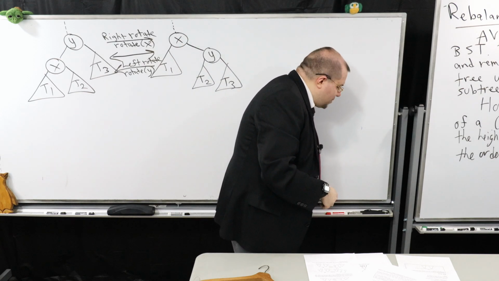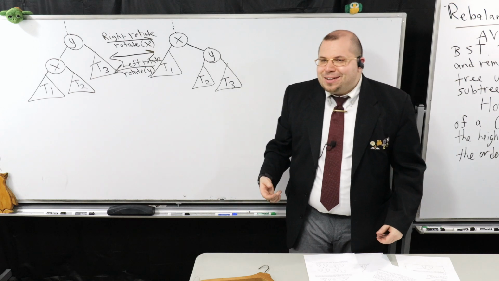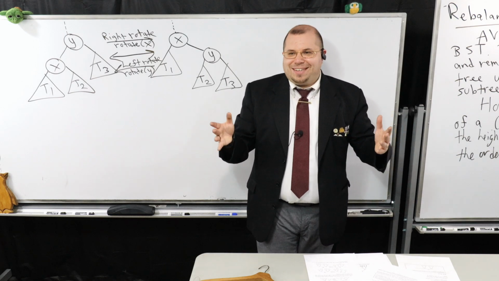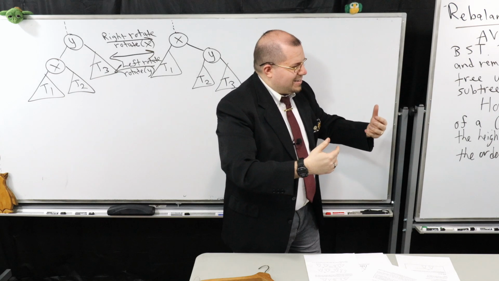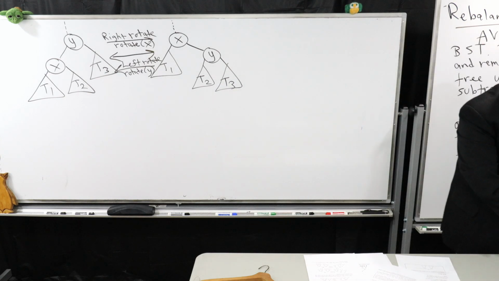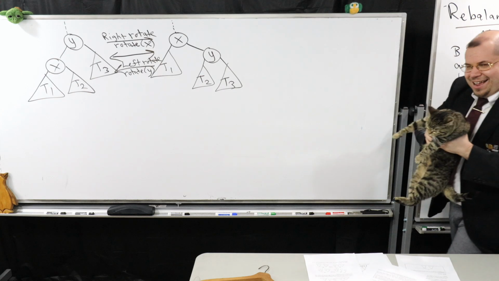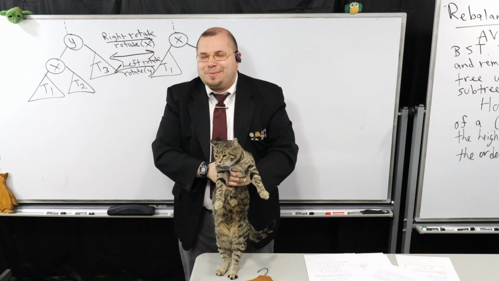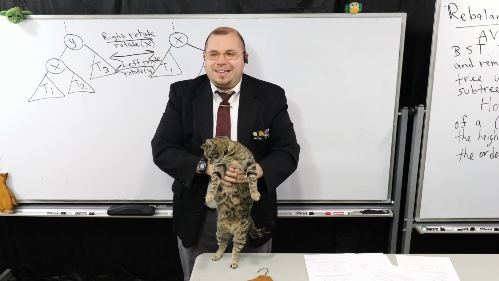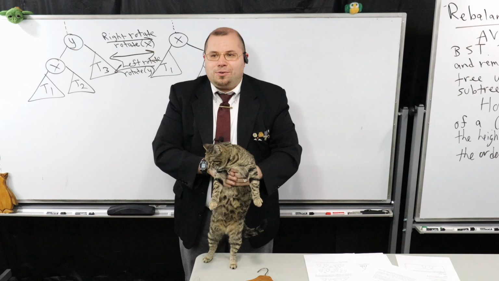So the first thing I like to really kind of do, I need a cat. Where's a cat? Give me a cat. Okay, I got a cat. So this is Miss Kitty. Everybody say hi to Miss Kitty. So Miss Kitty's going to help me talk about what a rotation is.